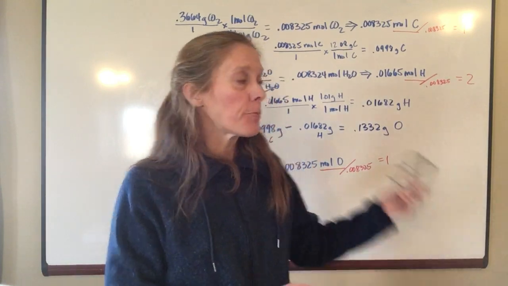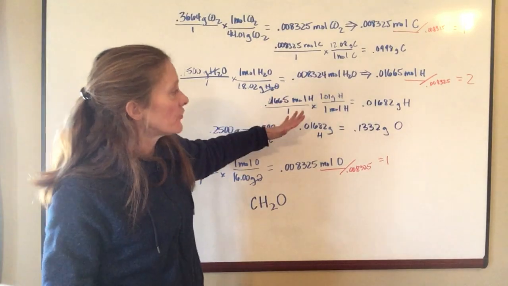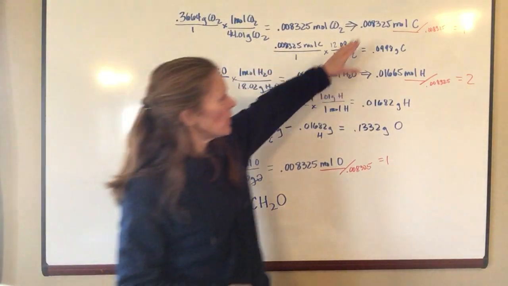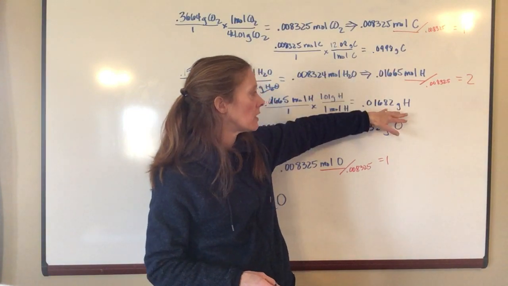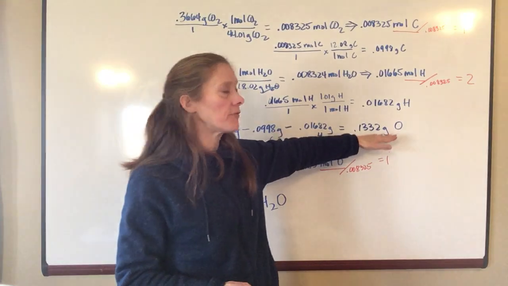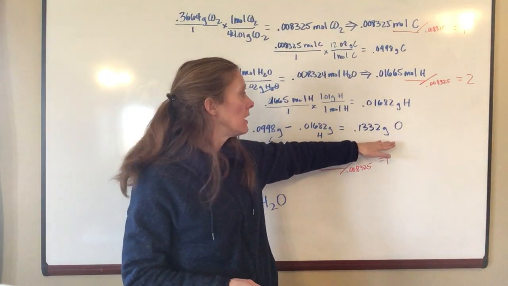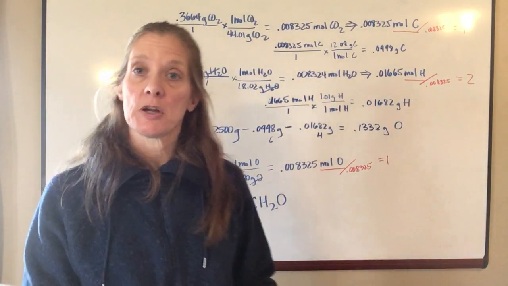So again, this process is really not that much different from what you've already learned. The difference is that once you have moles of carbon and moles of hydrogen, you're going to have to also convert it to grams and subtract it from the original amount so you know how many grams of oxygen were in your compound. Then convert that to moles, and then you can find the whole number ratio for the whole thing.